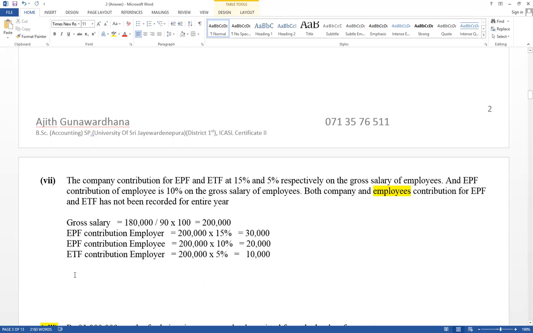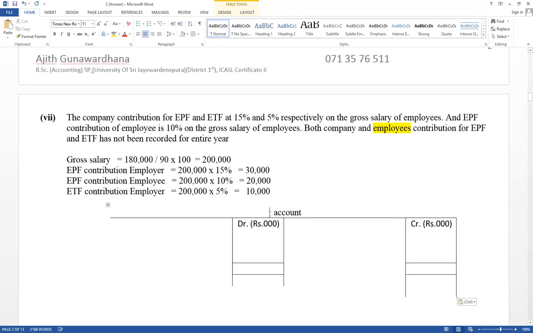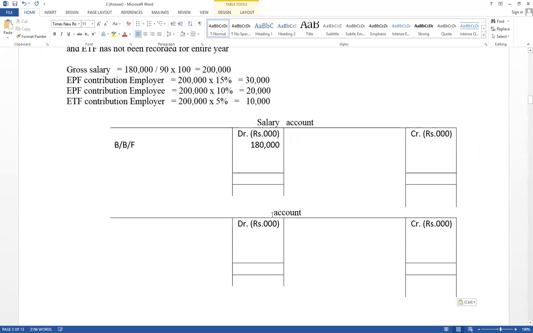Think salary available, trial balance. Therefore, this is salary accounts. Trial balance it has given balance 108,000. That value should be included as a balance brought forward. Then contribution of employee also effect for salary accounts. It has not recorded. Therefore, you have to prepare EPF payable account now.